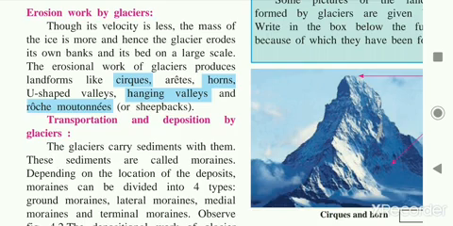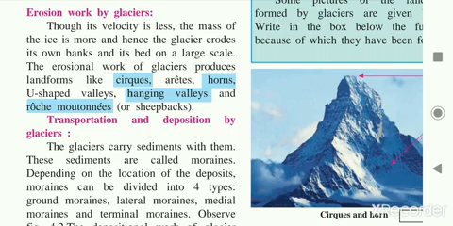As compared to a river, the velocity of the glacier is very less, because here the mass of ice is more, and hence the glacier erodes its own banks and its bed. Due to the mass of ice, the glacier erodes banks as well as bed on a large scale, and the erosional work of the glacier produces landforms like cirque, arêtes, horns, U-shaped valleys, hanging valleys and roche moutonnées.